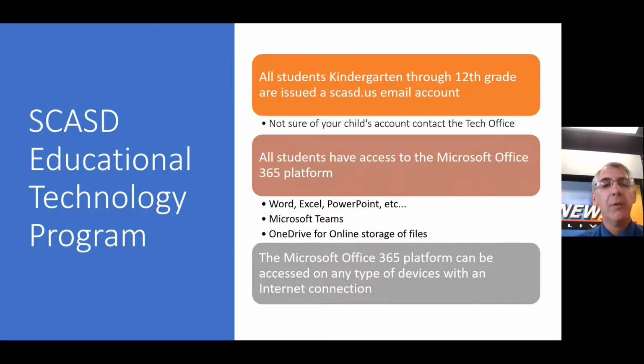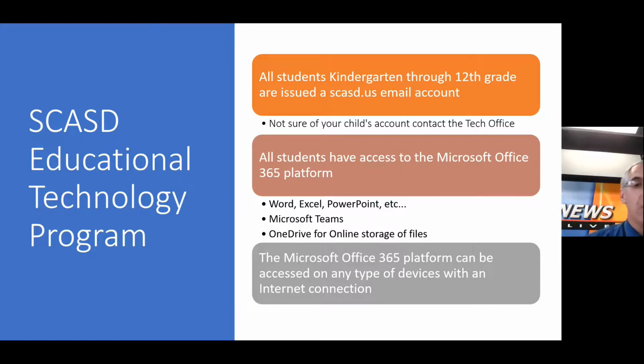The first thing I like to talk about with their educational program is all students in kindergarten through grade 12 are issued an SCASD email account. And if you're not sure of that account, you can always reach out and contact one of us in the tech office from that information in the previous slide. That email account will be with them their entire career at Southern Columbia. And the beginning of that email account is based on the year they are planning on graduating. For example, a senior this year would be graduating in 2023. So their email starts with 23, their first initial, last name at scasd.us.